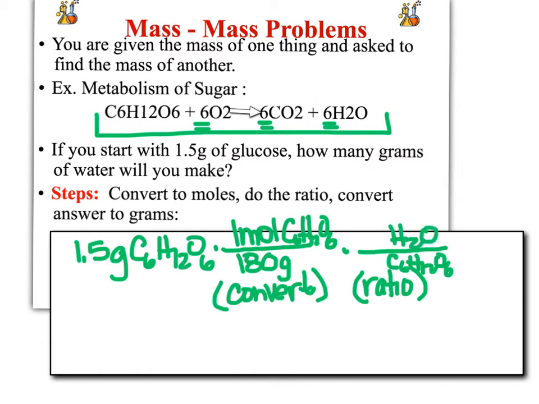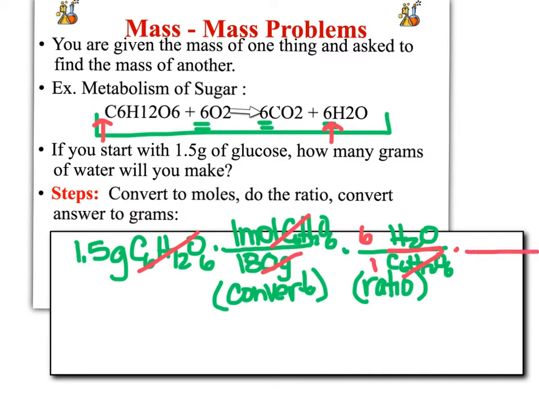So we have glucose on the bottom, water on the top. We go to our equation, and our relationship is that for every 1 glucose that goes in, 6 waters come out. If we were to stop here, if I do my canceling here, this converts grams to moles. This is moles of glucose, and our answer would be in moles of water.